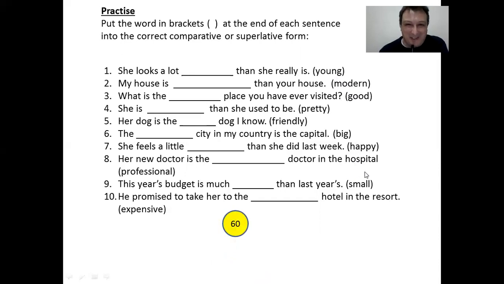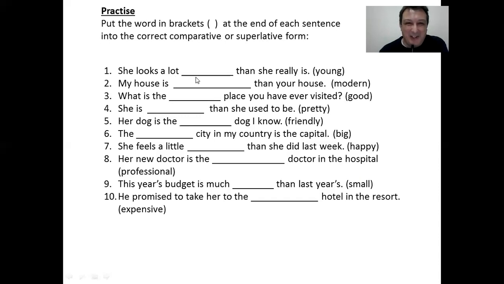Let's look at the answers though. The answers are on the next page. Okay, she looks a lot young. Well, here we have than, so we need to use the comparative. It's younger than. Okay, my house is than your house. So we're comparing two houses, two syllables. So we say more modern.